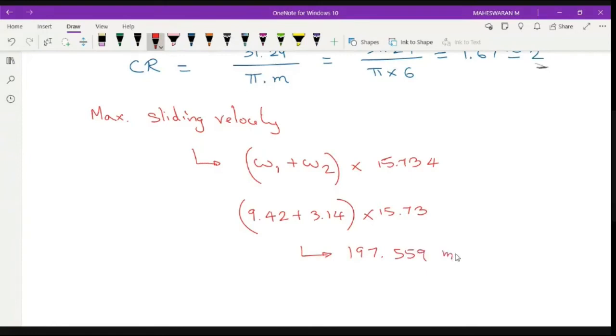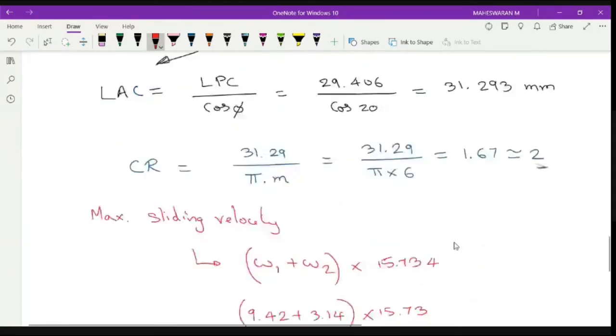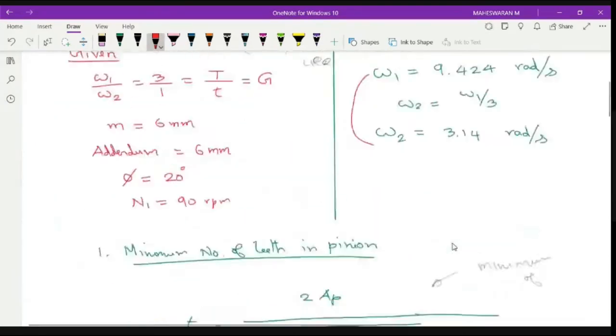197.559 mm per second, right? Or I can write it as 0.197 meter per second. This is my sliding velocity. Any doubt in this problem? Most of the problems will be only of these two types.